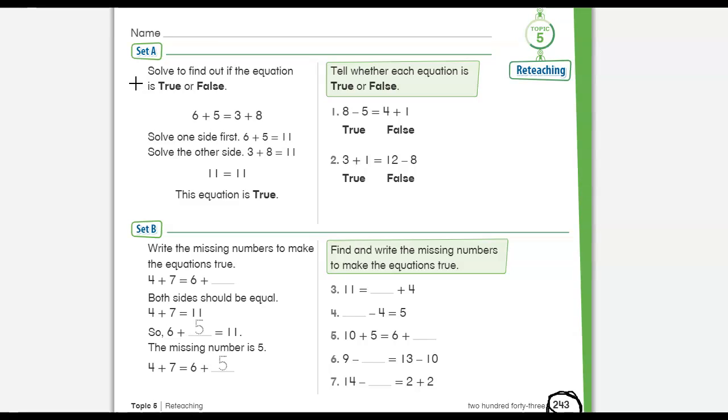And so they said to solve one side first. So first they solved 6 plus 5, and they got 11. Then they solved the other side. They solved 3 plus 8, and they got 11 again. So then they said 11 equals 11, which is true. So it wants us to solve the same on number 1 and number 2. It wants us to tell whether each equation is true or false.